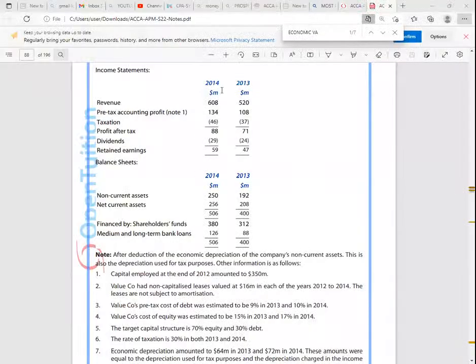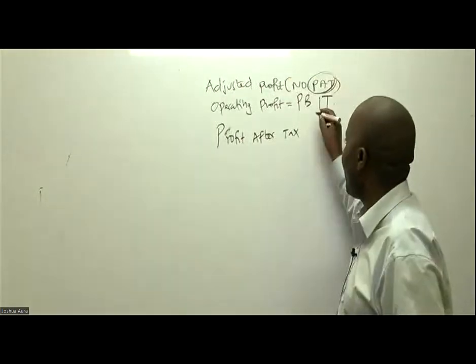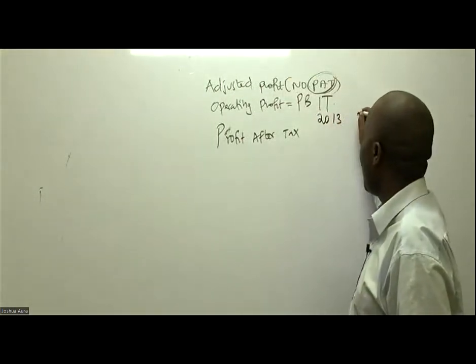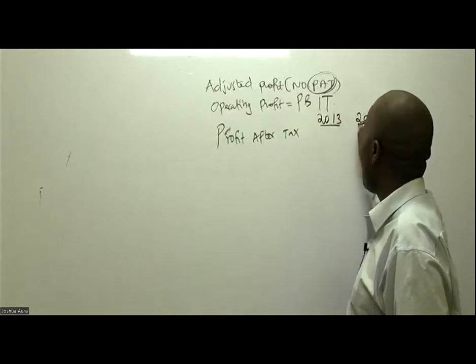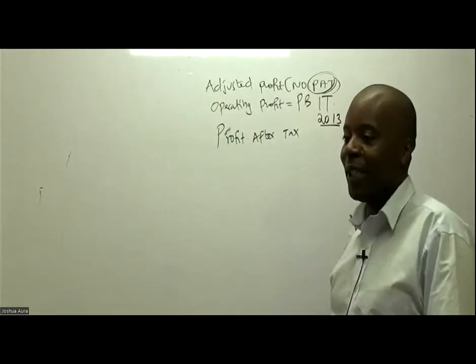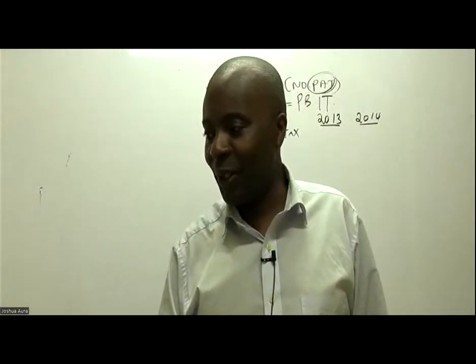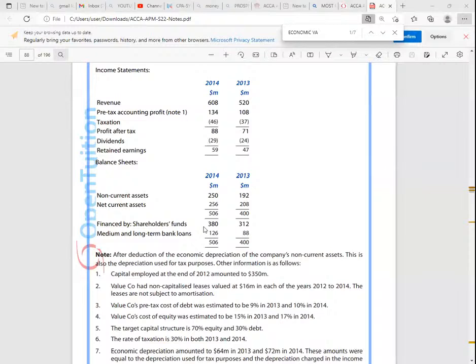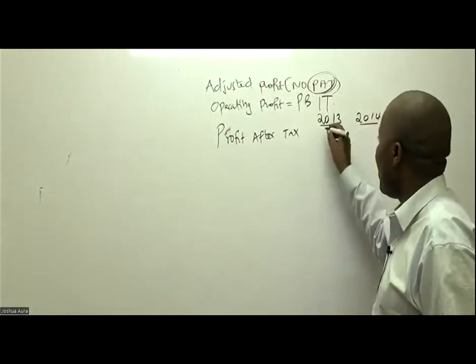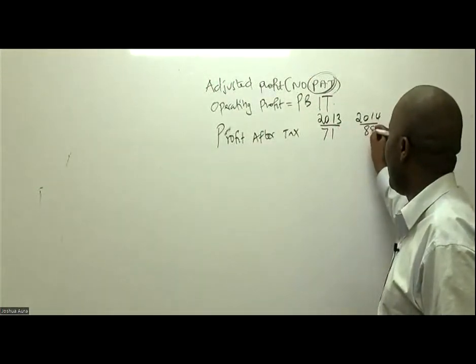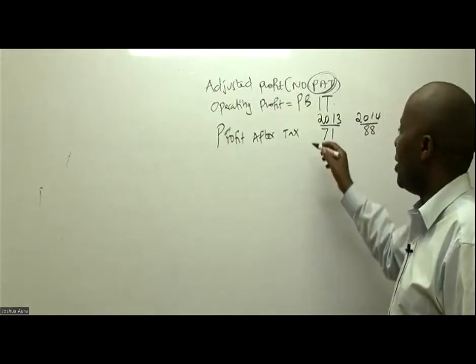Write them in this way that you're used to. So 2013, 2014. Are you able to see the profit after tax in 2013? Oh, yes. I can see 2013 profit after tax is 71 versus 88. So we have here 71 versus 88 like that. That is profit after tax.